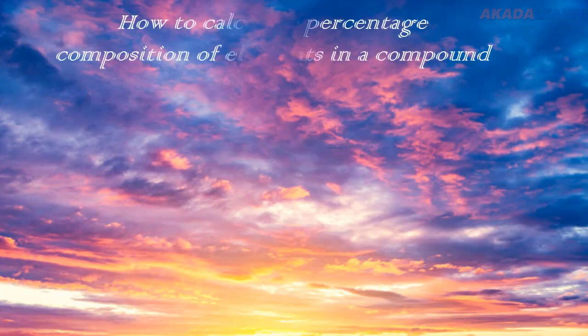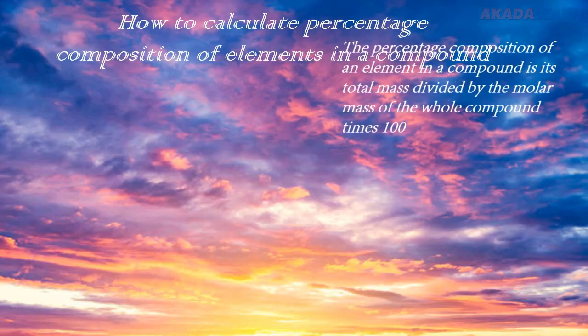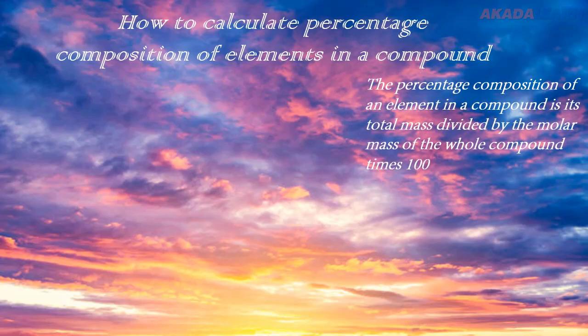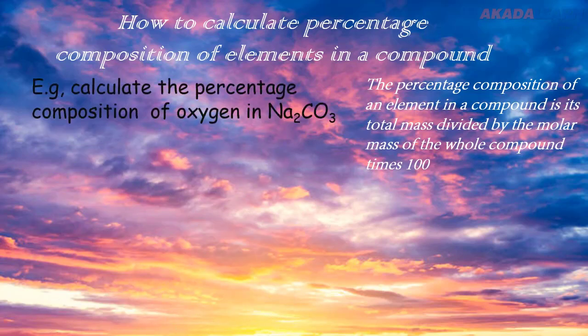Let's now take a look at how to calculate percentage composition of elements in a compound. The percentage composition of an element in a compound is its total mass divided by the molar mass of the whole compound times 100%. Example: calculate the percentage composition of oxygen in Na2CO3.